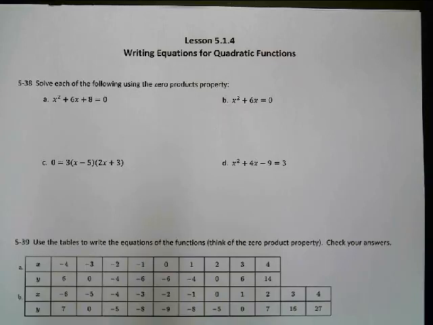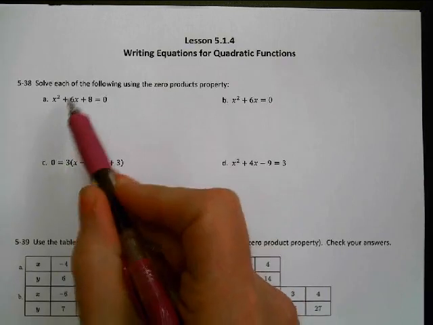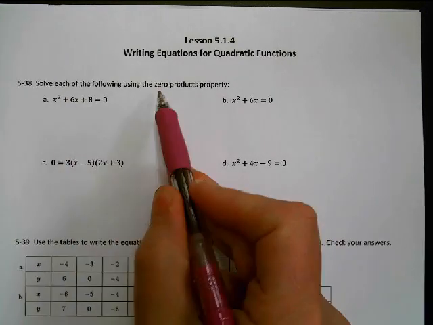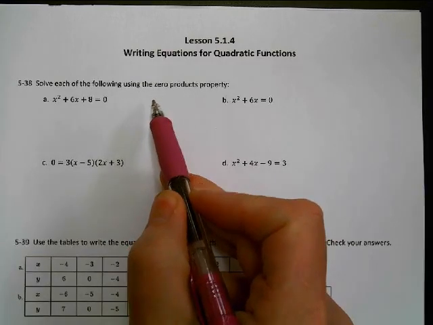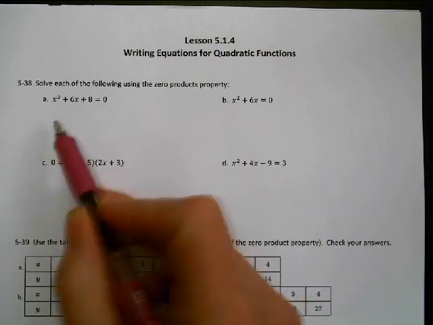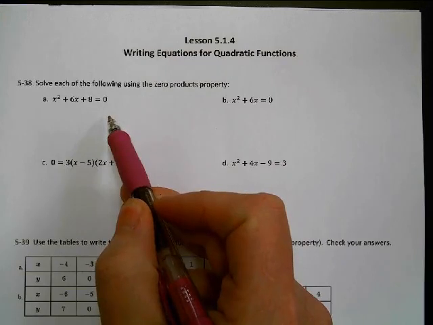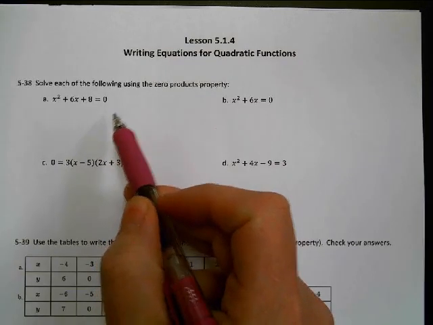All right, Math 2, here we go. We got lesson 5.1.4, writing equations for quadratic functions. All right, so we're going to do a little bit of review. We're going to solve these using the zero products property. Remember, the zero products property says that we factor and then set the factors equal to 0. We can find the solutions to the equation.